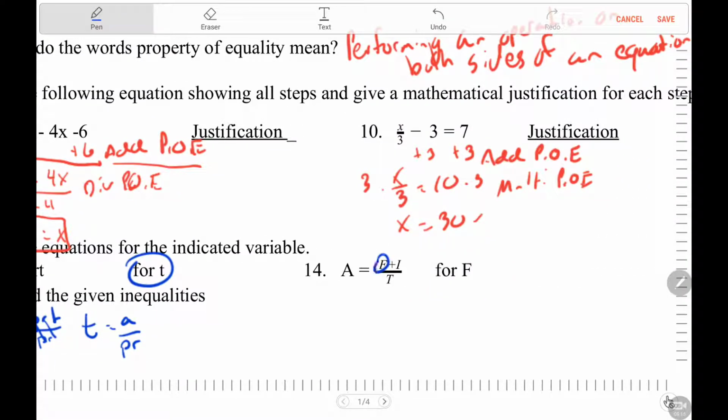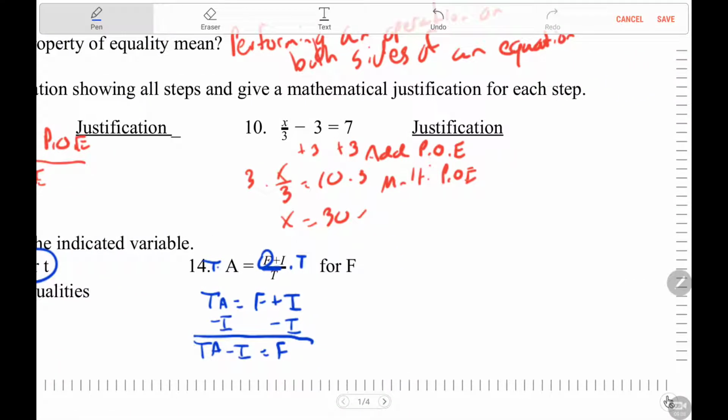On 14, we're solving for F. It's divided by T, so multiply times T. So you get TA equals F plus I. We want to move I to the other side, so minus I. So TA minus I equals F.